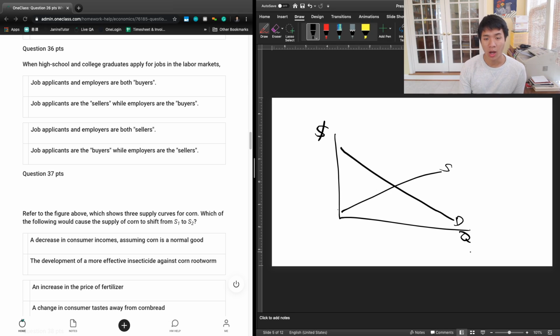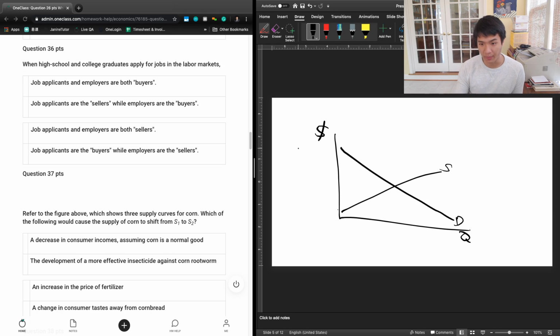And so in that sense, job applicants are the sellers. Job applicants are saying, for this much money, I'm willing to work this many hours. For a higher amount of money, I'm willing to work more hours. For less money, I'm more willing to work less hours. And that is going to place them as the supplier in this relationship between price and quantity, right?